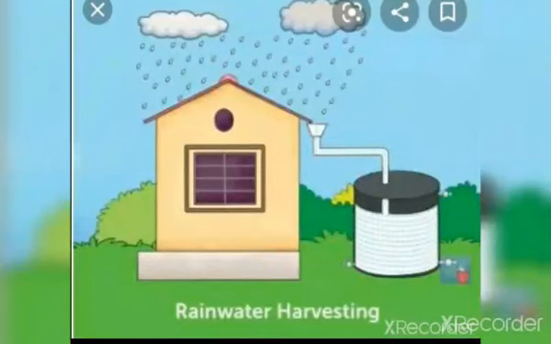Now, besides this, we can see nowadays rainwater harvesting. See in this picture how the rainwater is harvested. The rainwater which falls on the top of the house is collected in one tank. You can see, this is the modern method of saving rainwater, and this water can be used for different purposes throughout the year.